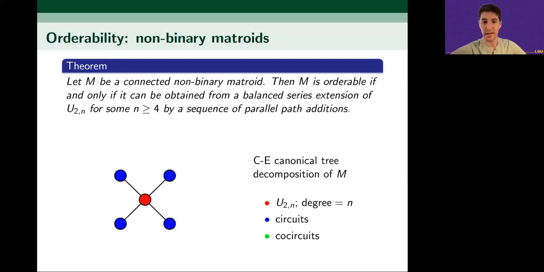And now what you're looking at is a series extension of U2N. And it's orderable because when you undo a parallel path addition, you're still orderable because you're a restriction. And so this is now an orderable series extension of U2N, so it had to be balanced. And that's how we know that you start with a balanced series extension of U2N, and you do parallel path additions to get the rest of the matroid.